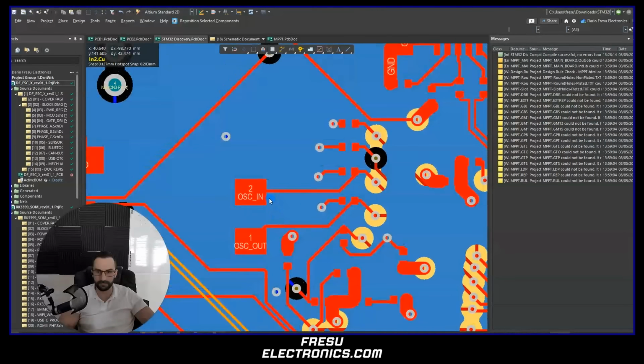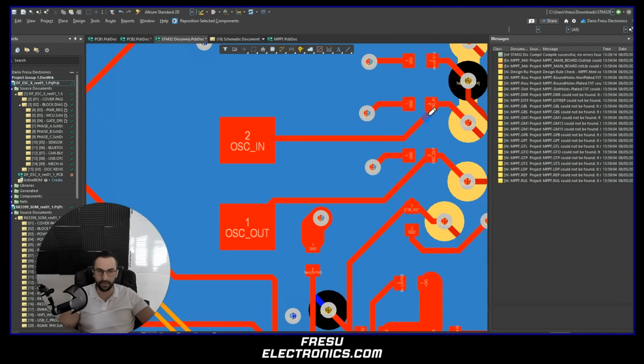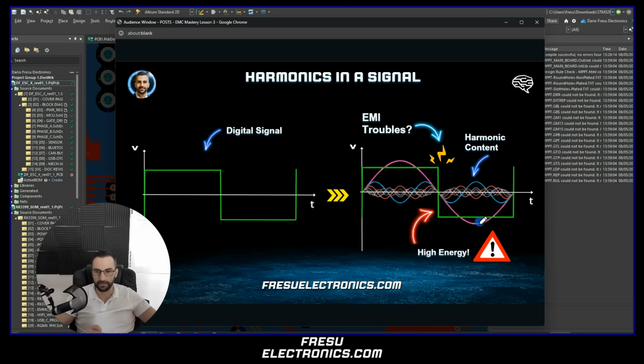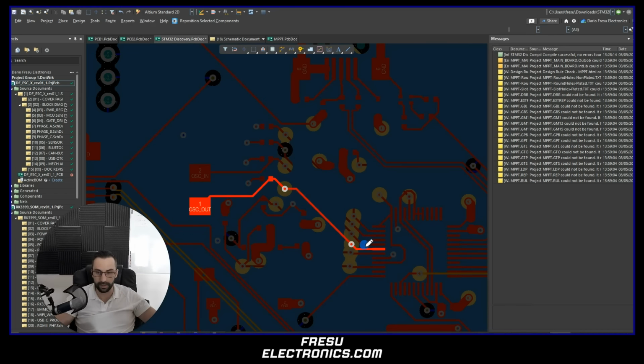So let me show you what this means. Here we have the oscillator, and look how far this oscillator is from the pin that it is serving. So imagine now that you have a square signal here that is trying to reach this point. This is a very sharp digital signal which is trying to reach this point. These harmonics now have a long way where they could potentially couple to other signals, and then they can disturb other signals, or they can reach the power net, and from the power net they can also propagate outside of the board.